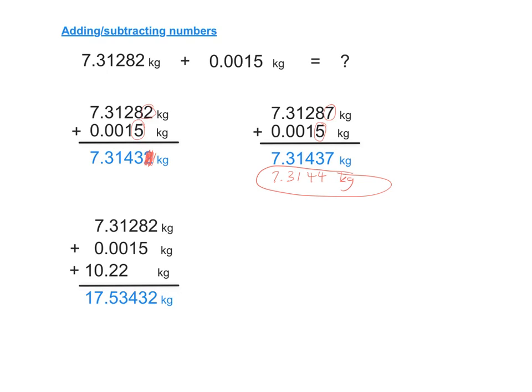Let's do one last example. This time we're going to add together 3 numbers and keep track of the significant figures. So here again we have our first number. It's got a total of 6 significant figures. The next number has a total of 2, and the last number has a total of 4. So you grab a calculator and you add them all together, and this is what you get.